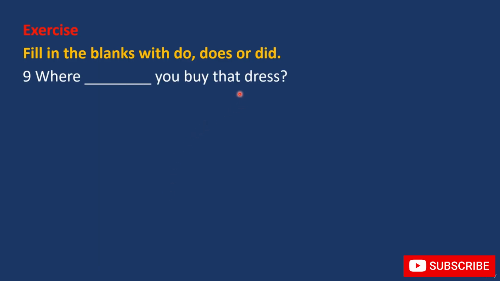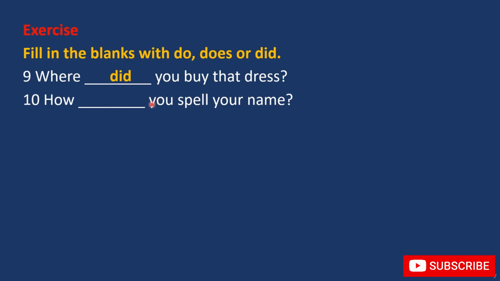Where you buy that dress? Take care. This dress or that dress? If I say this dress, the sentence will be present. When I say that dress, the sentence must be in the past. So here, where did you buy that dress? How you spell your name? I speak as a fact. Yes. How do you spell your name?